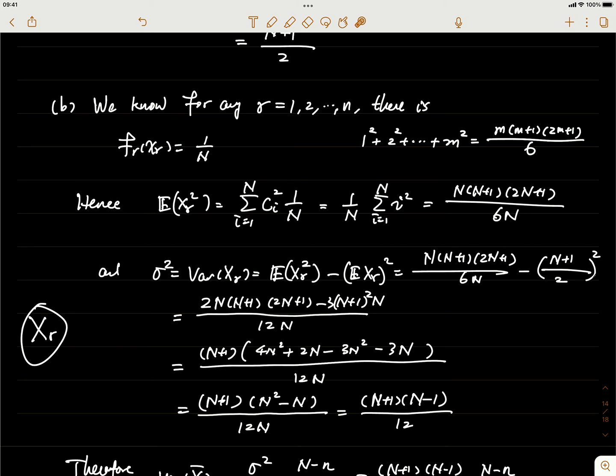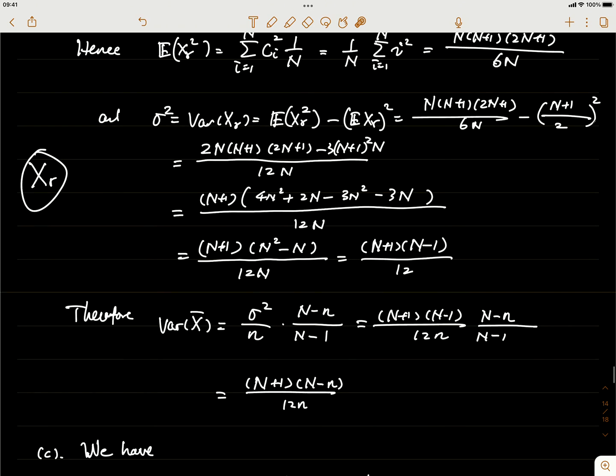Actually, this is the variance for every selection. It doesn't matter what R is. R could be from 1 to 2 to little n. So they all have the same variance. This is something we showed in class, because they all have the same marginal distribution.